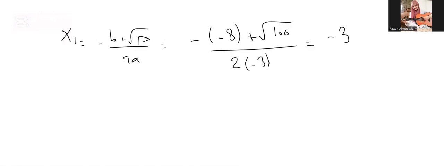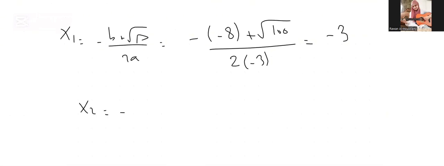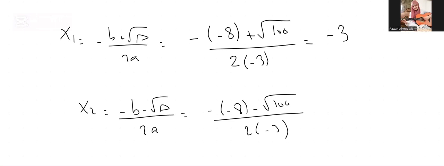Also let's calculate the value of x2. So x2 is equal to minus b minus radical delta over 2a. So minus of minus 8 minus radical 100 over 2 multiplied by minus 3. By calculator it will give us a value of 1 over 3.